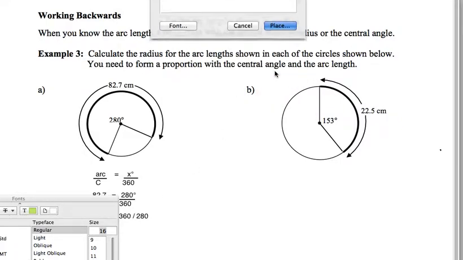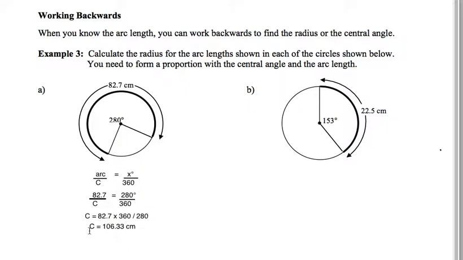Now in this case, the problem is not asking me to find the circumference. You might run into problems in the homework where you have to find the circumference. But this is asking for a little bit more. It's saying, find the radius. If I know the circumference is 106.33, that helps me get closer to the radius, but I haven't found the answer yet. So I've got to use another formula here to figure that out.